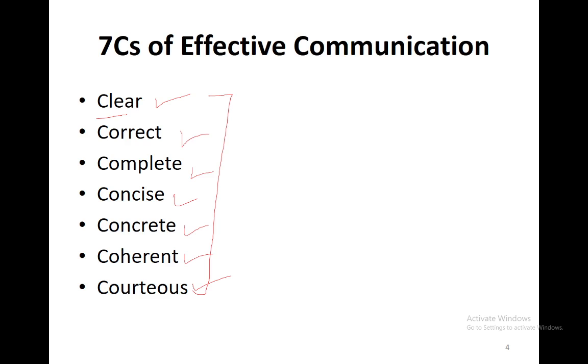The next point is about complete. Sorry, we already mentioned complete and concise, so now we are coming towards concrete. What is basically the meaning of concrete? Concreteness is a quality which is needed especially during marketing or advertising campaigns, where they need more details to capture the attention of the audience but not bore them.